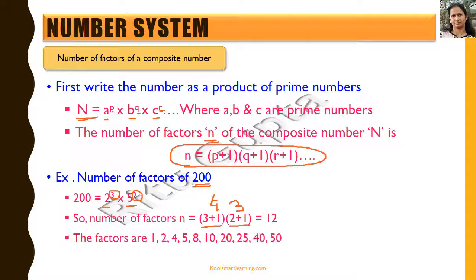Now let us see what the 12 factors that 200 has are. The factors are 1, 2, 4, 5, 8, 10, 20, 25, 40, 50, 100 and 200. So these are all the factors, which are 12 in number. This is how we find out the total number of factors of a composite number, which includes the number itself and 1. So this formula is going to give us the total number of factors of the composite number.